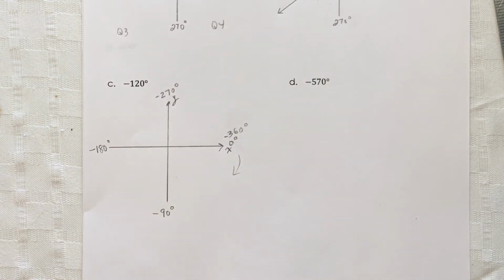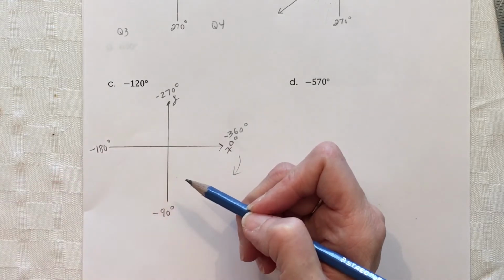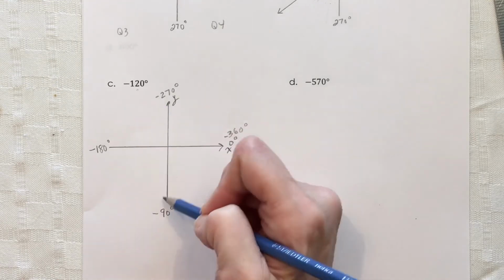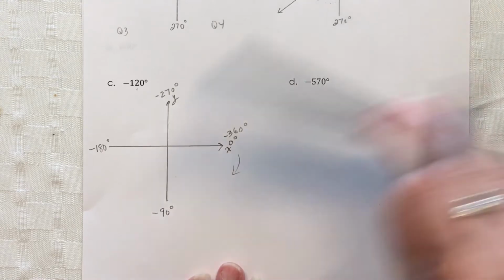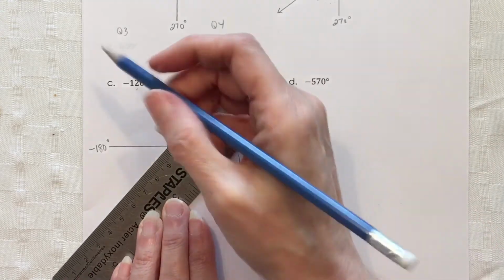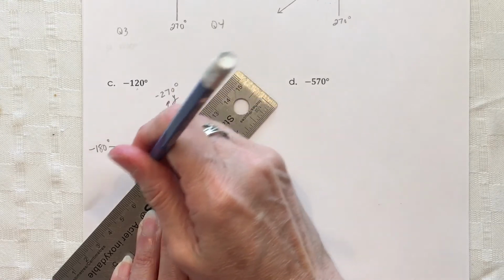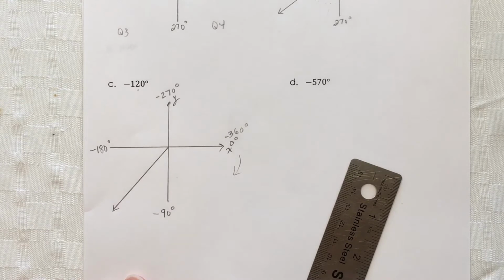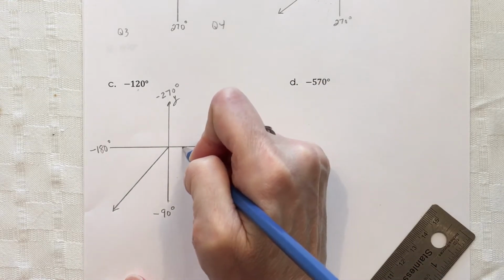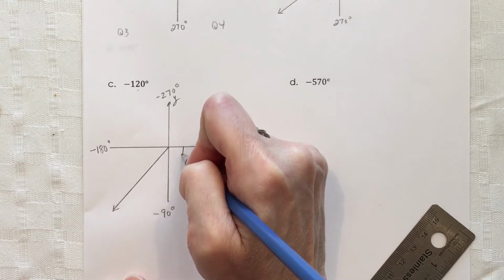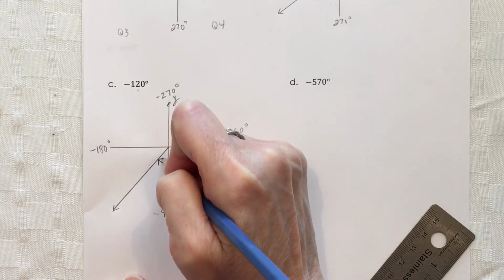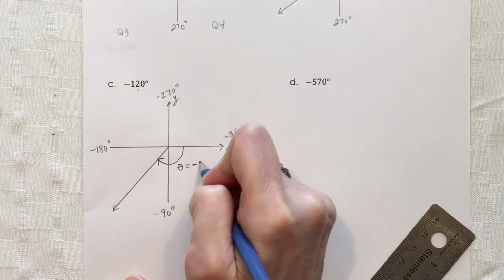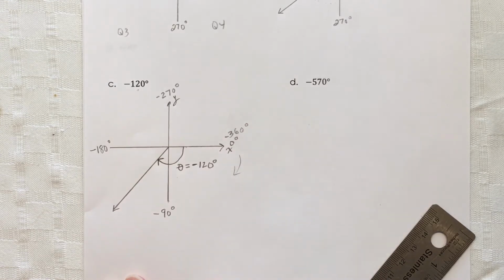So negative 120 degrees, we can see, is going to be in our quadrant 3. And 120 is 30 more than 90, so it's going to be closer to the y-axis in this case. So we'll draw our terminal arm so it looks like it's closer to the y-axis. And then, so negative 120 degrees, instead of going counterclockwise, we're going to go clockwise with an arrow. And this is theta, which is negative 120 degrees.